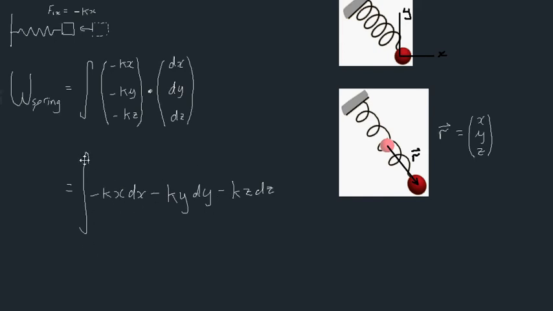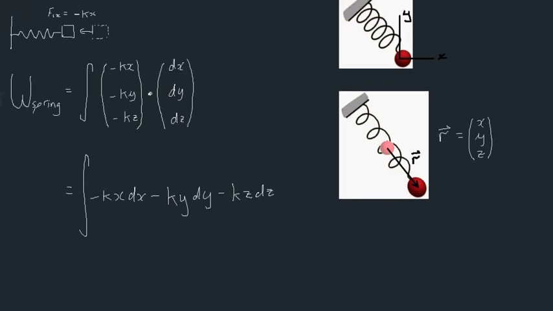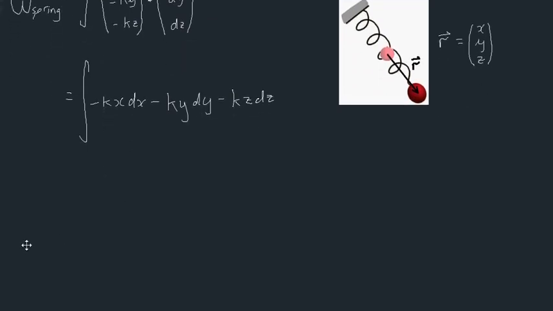We know that the integral expresses some distributive properties, so we can actually integrate each of these individual components. And I'm sure by now all of us are fairly familiar with integration, so I'm just going to skip that step and just write this as minus k times the integral of x dx minus k times the integral of y dy minus k times the integral of z dz.